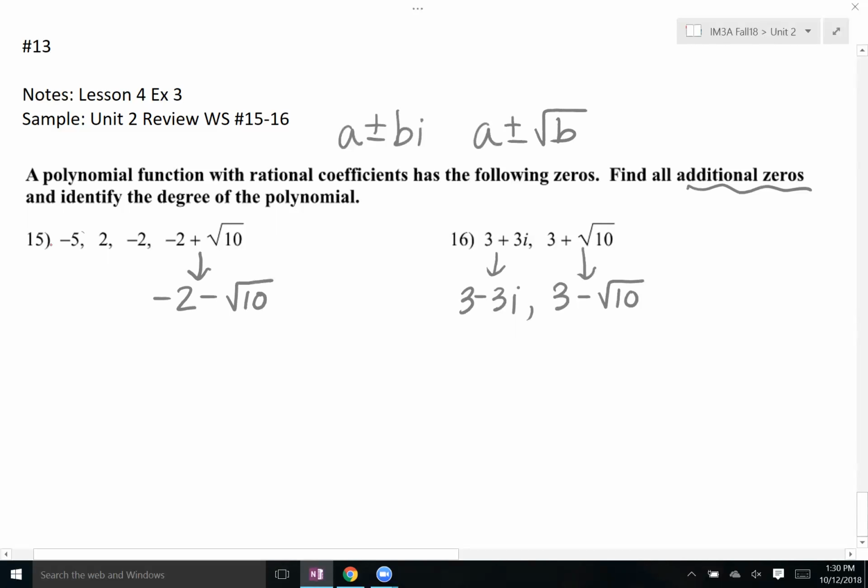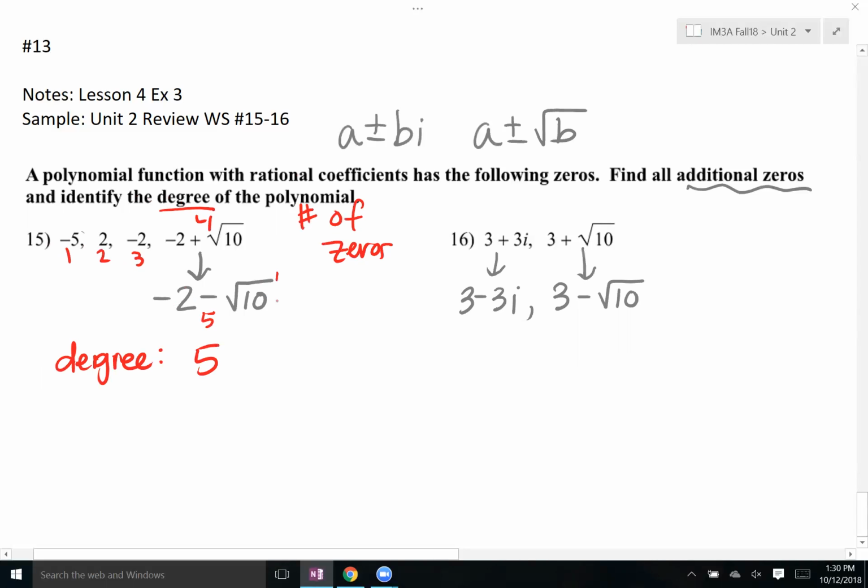So again, for 15, I ignored -5, 2, and -2 because they don't have an i or a radical. So don't write their conjugates down, or you're going to miss points. But I am going to use those to find the degree. And so the degree is just the number of zeros. So if I look at how many zeros I have, 1, 2, 3, 4 that they give me, and then I found a fifth. So the degree here is 5.